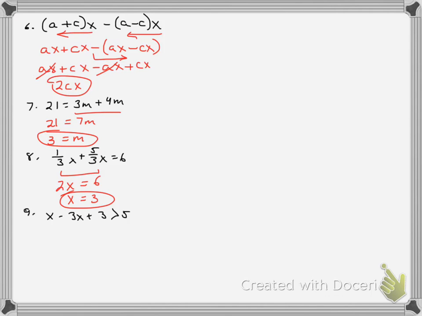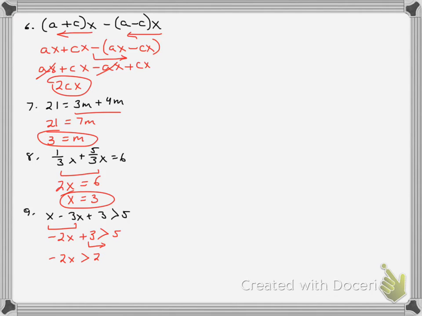Okay, the next one's an inequality, but we'll solve it until that very last step where we're going to divide or multiply. We're going to just solve it like normal. These are my like terms. 1 minus 3 is minus 2x. We're going to take our 3 to the other side by subtracting. We don't care about the sign still while we're subtracting, only multiplication or division. So keep the sign the same. 5 minus 3 is 2.